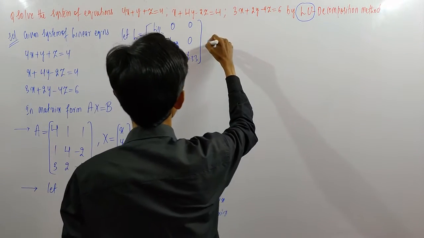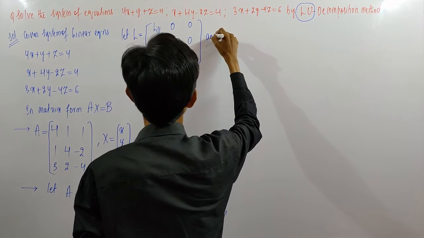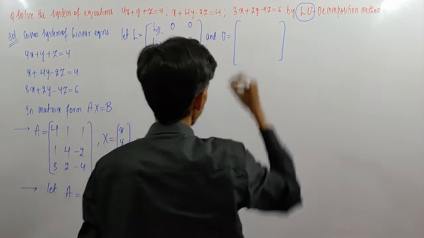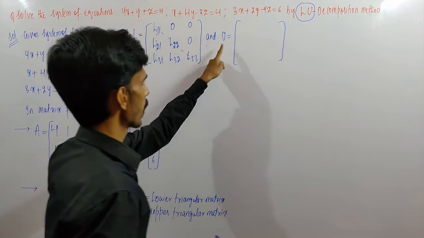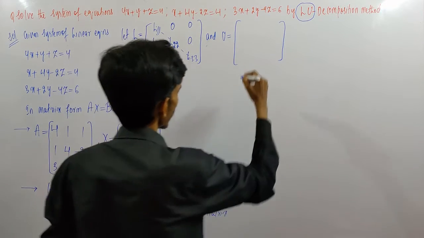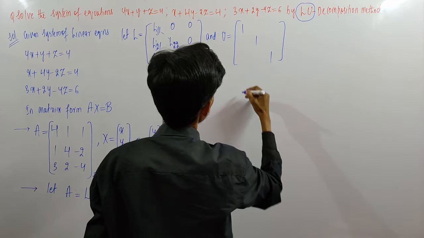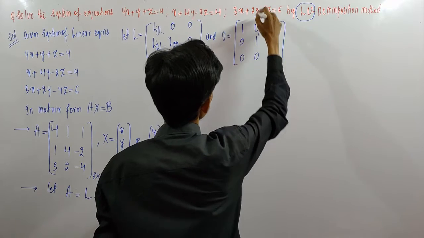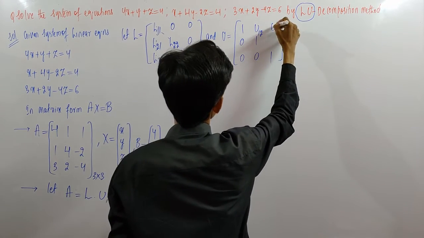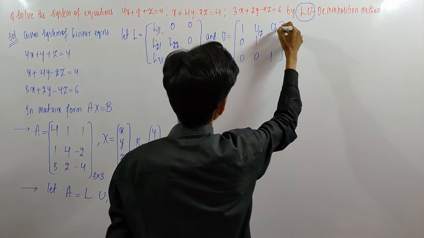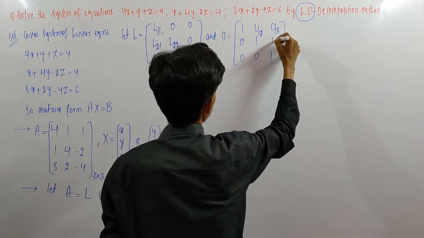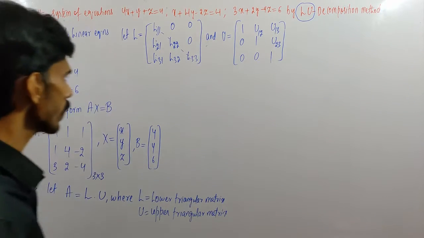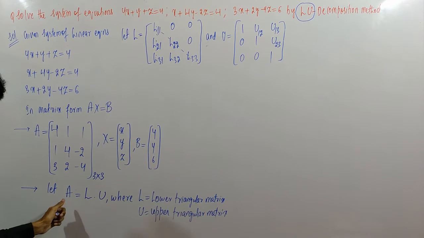Similarly, we will take the upper triangular matrix, U, of order 3 by 3. But while taking the upper triangular matrix, the diagonal elements are taken as 1, 1, 1. Below this, we will take zeros. Here we have U, first row, second column, so U12. Then U, first row, third column, so U13. And this element is second row, third column, so U23. Now we have taken A as L into U.